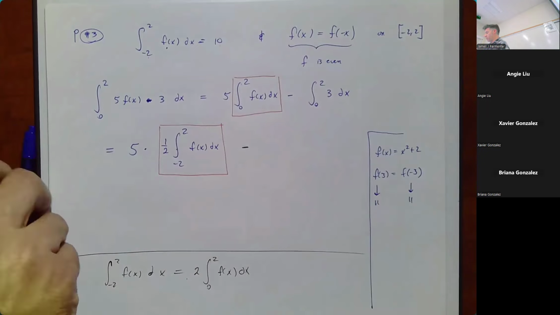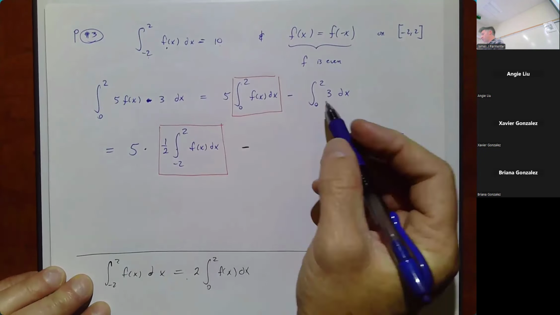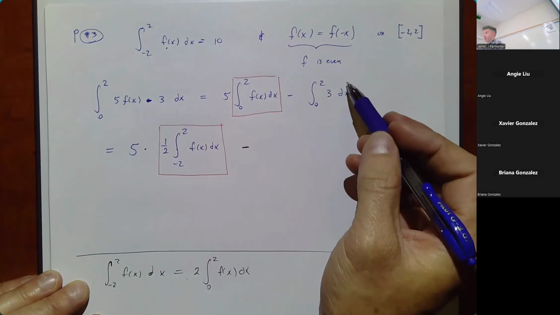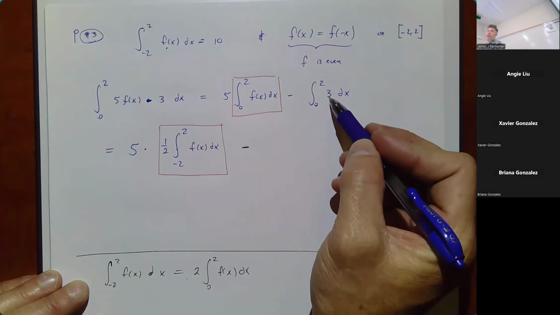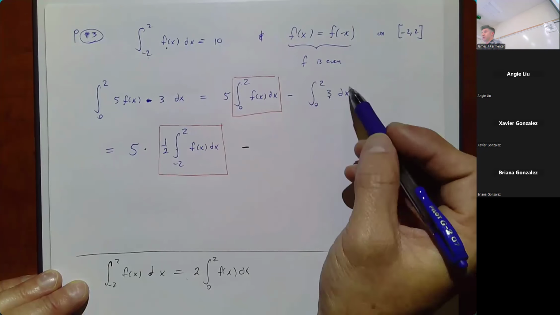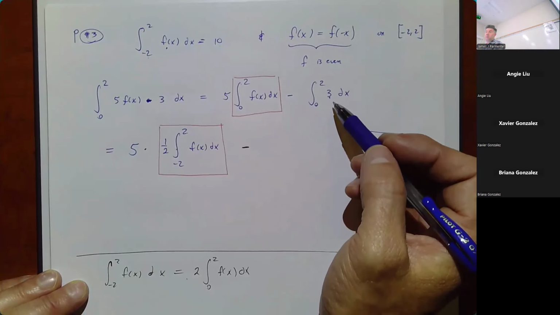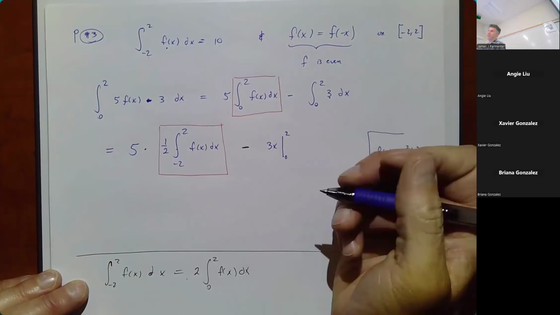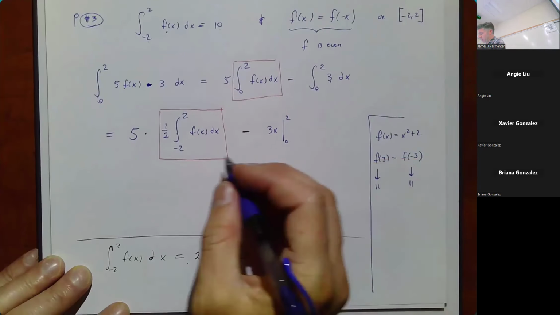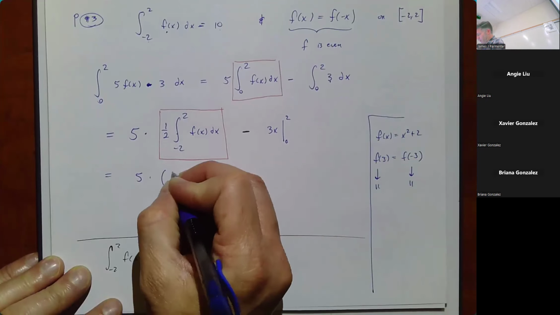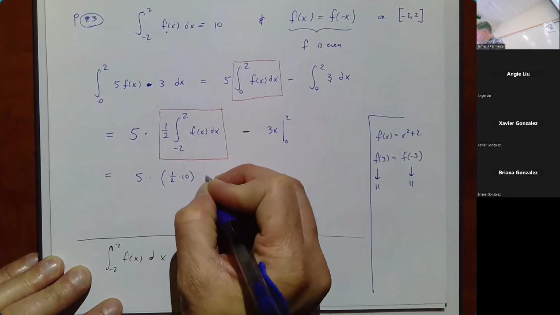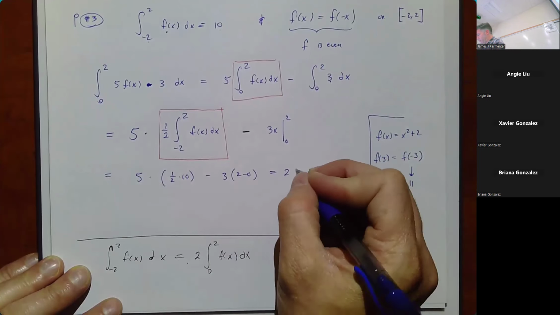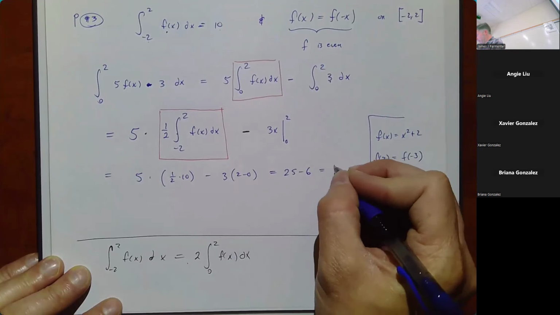Minus, you could do work here to do this next part, but I want you all to know that you can calculate the definite integral of a constant really easily by just doing the constant times the length of the interval. So we should all see that this integral here is going to be 6. But we could also do it as 3x evaluated from 0 to 2, and oh yeah, you're going to get 6. So then we're going to get 5 times 1/2 times 10, minus 3 times 2 minus 0, which is going to be 5 times 5 minus 6, which is going to be 19.